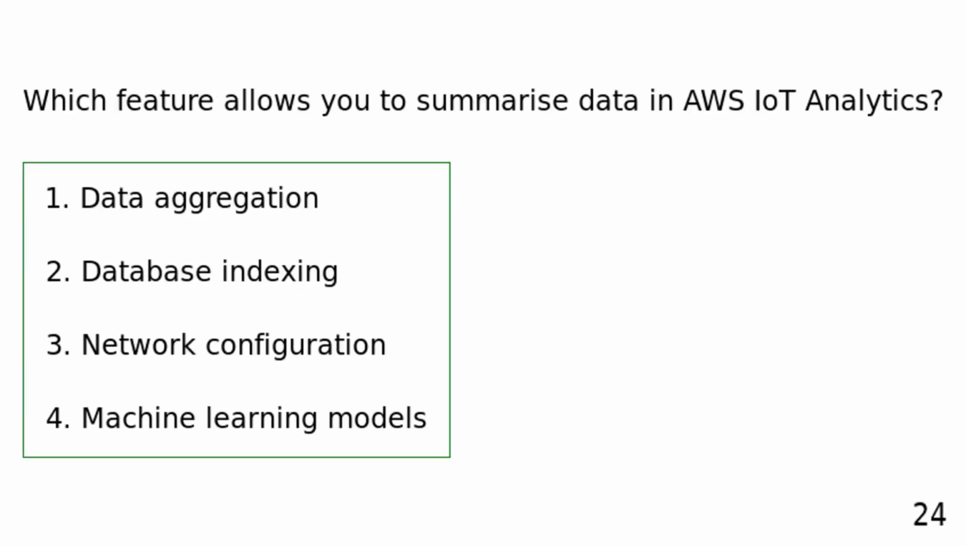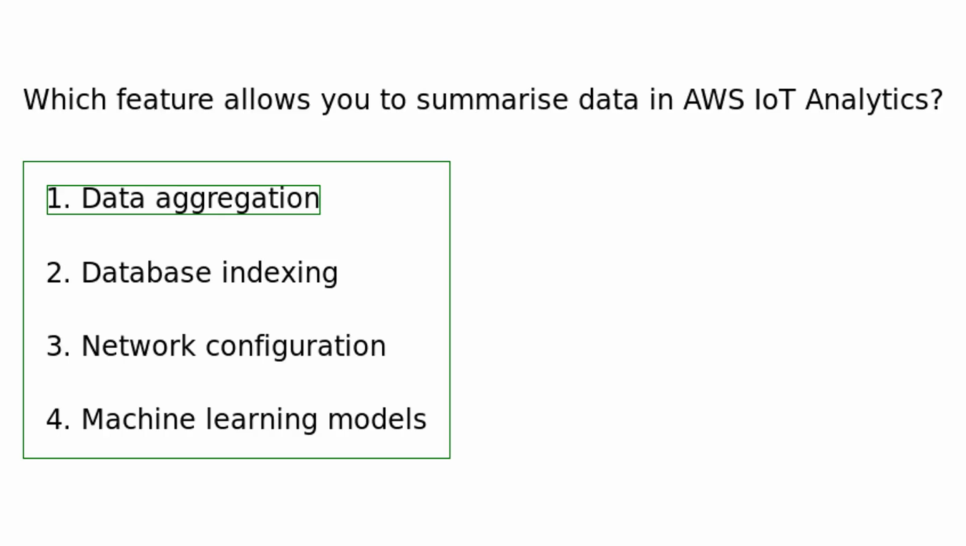Which feature allows you to summarize data in AWS IoT Analytics? Data aggregation. Database indexing. Network configuration. Machine learning models. Data aggregation in AWS IoT Analytics allows for summarizing large sets of data.